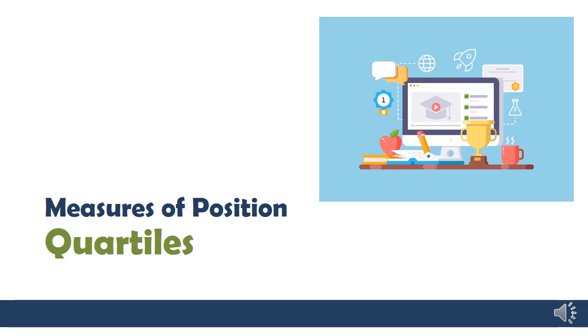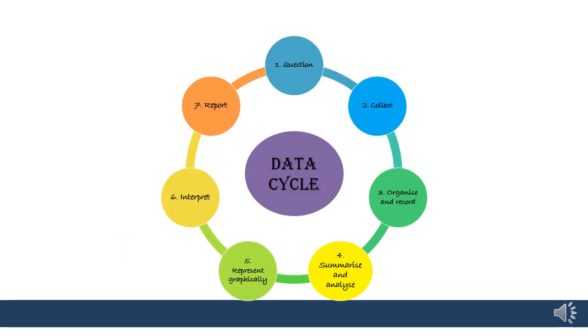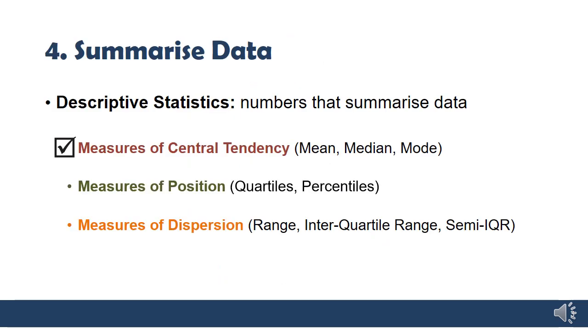Today we're going to explore the concept of quartiles, which is a measure of position in statistics. We're still in the fourth step of our data cycle, which is to summarize and analyze data. As we said in the last lesson, there are several different types of descriptive statistics. These are numbers that summarize data. We went through measures of central tendency previously, and today we're starting with measures of position, talking about quartiles. In our next lesson, we'll do percentiles.